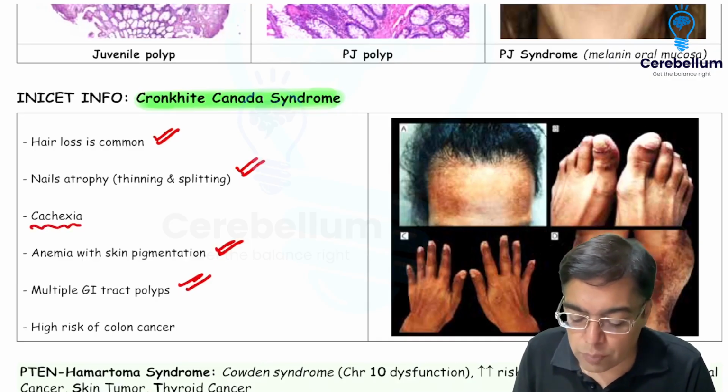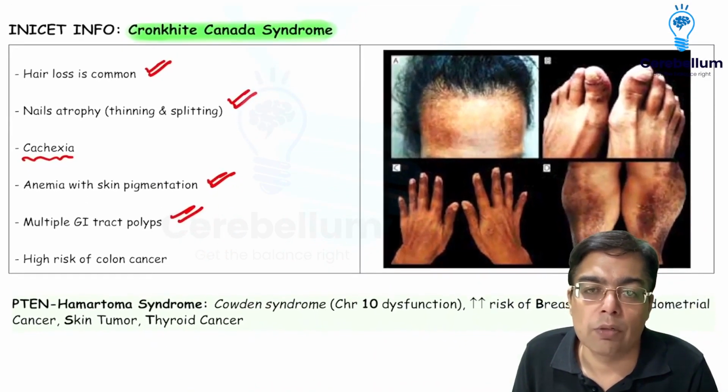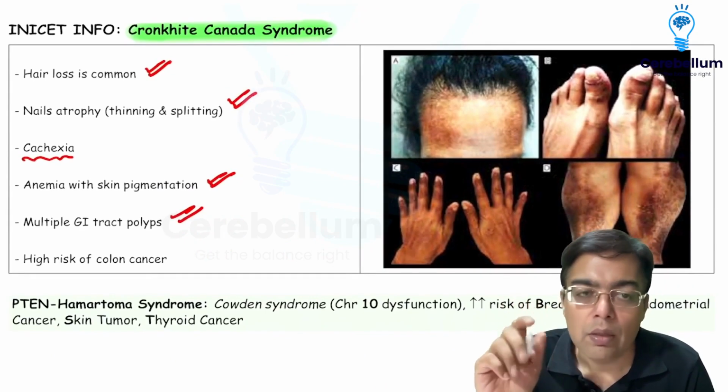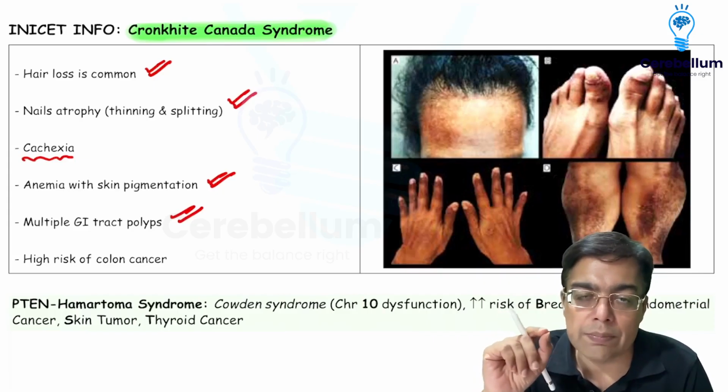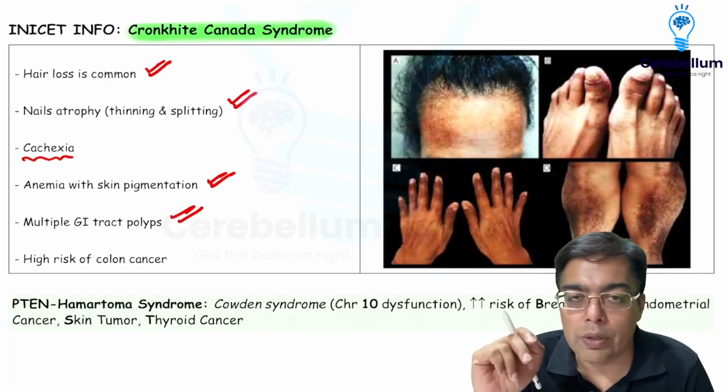And why do we need to talk about the Cronkhite-Canada syndrome? These patients are at high risk for development of colon cancer. So presence of cachexia, presence of alopecia, presence of anemia, and the presence of nail problems, that is splitting of the nails and thinning of the nails, that's a feature of the Cronkhite-Canada syndrome.